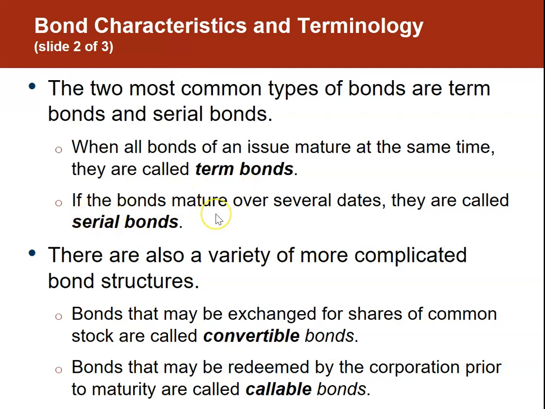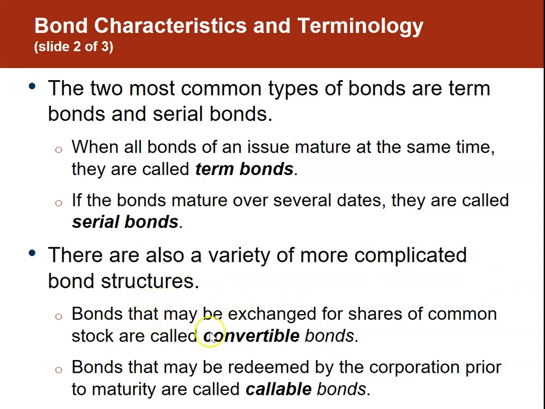If the bonds mature over several dates, they're called serial bonds. So think about a serial number. A product is made, it has a serial number, the next one is made, it's the next sequential number, more than likely. Serial bonds are attractive to investors because of this maturing at several different dates. It is a more flexible investment.